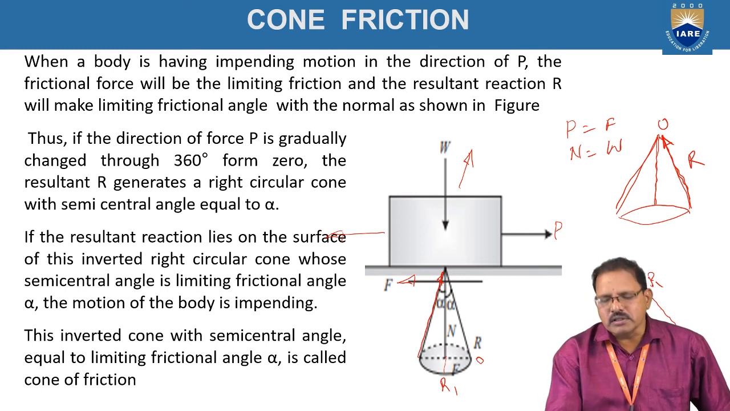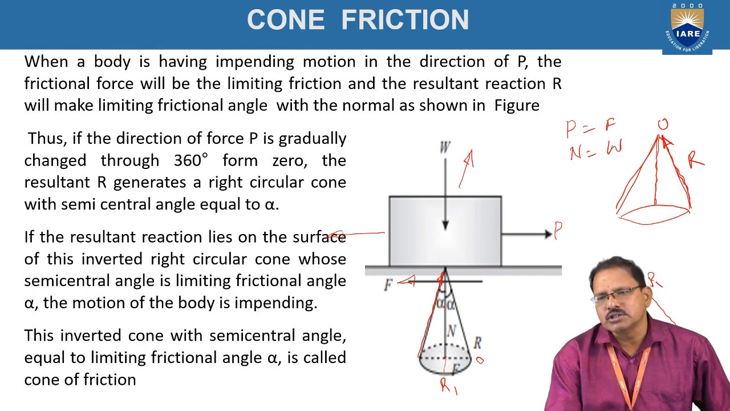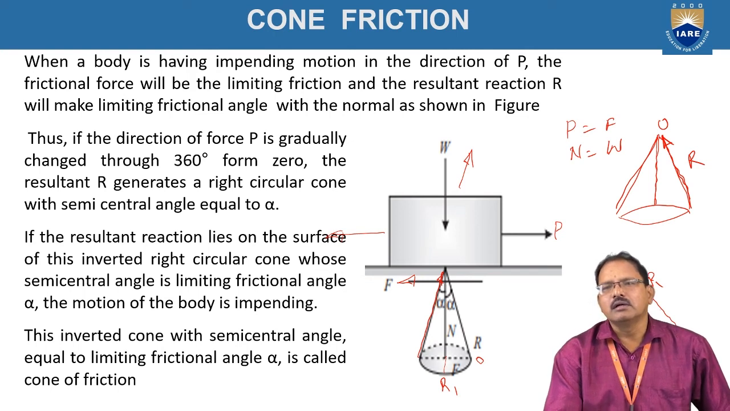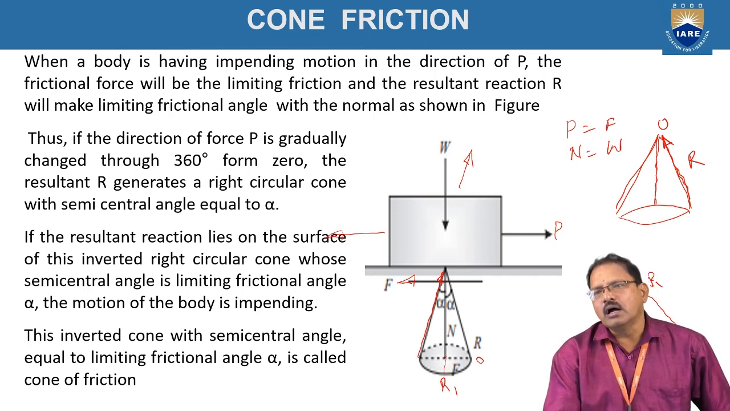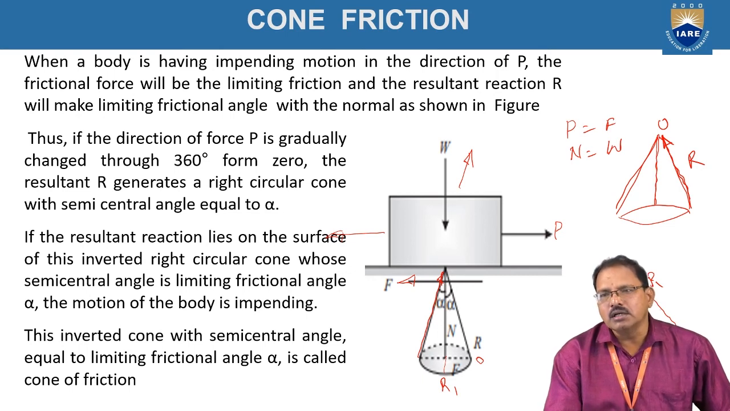Each generator is the resultant of the normal reaction and frictional force. When the applied force changes from 0 to 360 degrees, the resultant force also rotates 360 degrees in the form of a cone, whose base diameter is twice the frictional force and whose axis length equals the normal reaction. The generator length is the resultant of frictional force and normal reaction, and this phenomenon is called cone friction.